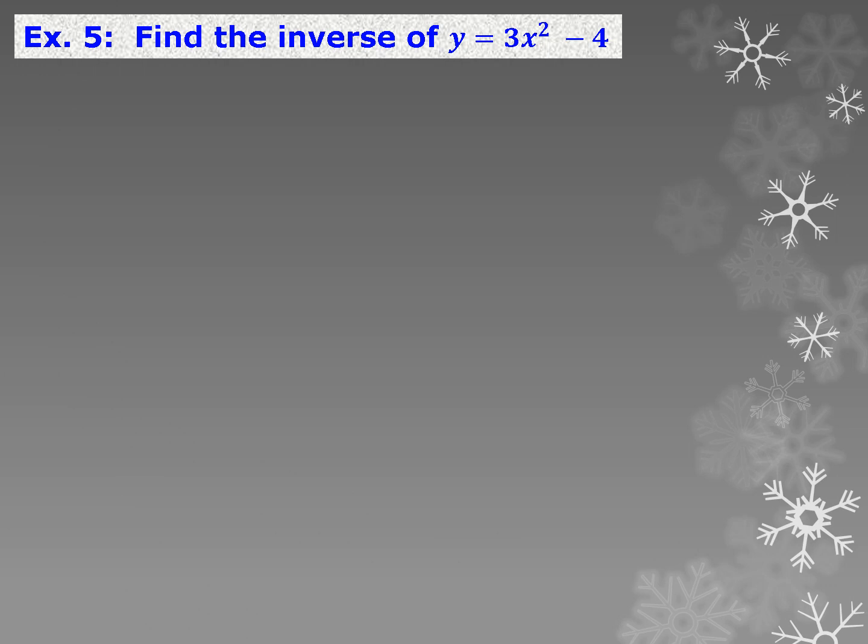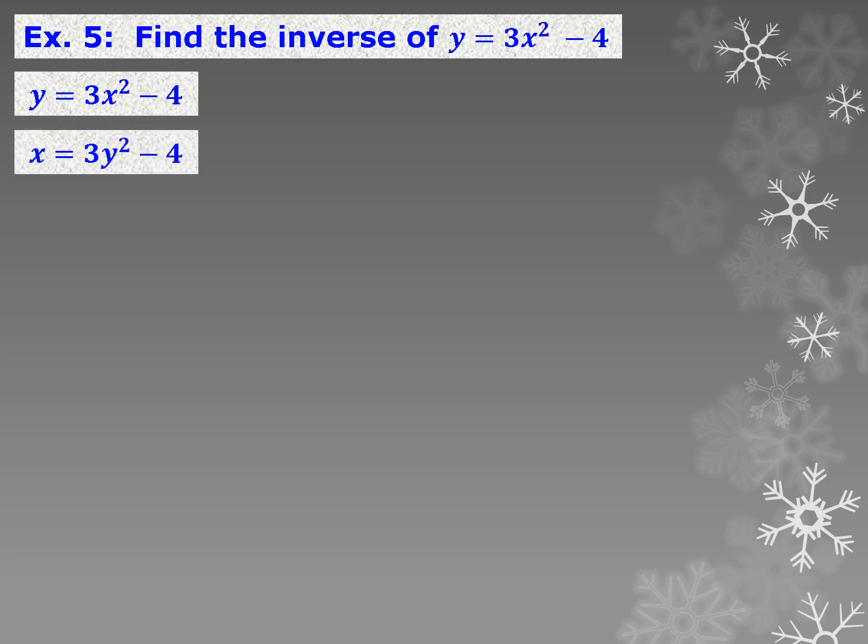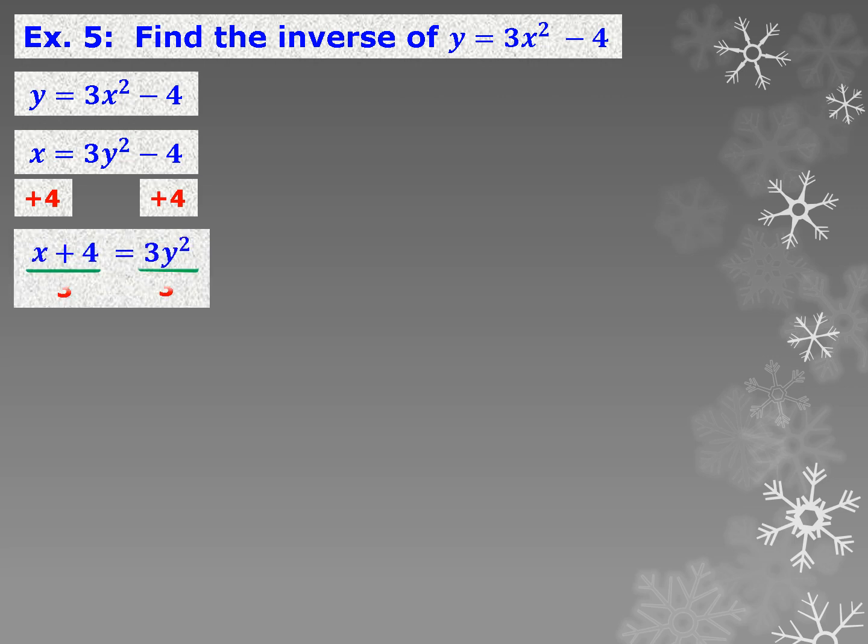All right, let's look at example 5. Example 5 wants us to find the inverse of y equals 3x squared minus 4. Now, this time we're starting with a quadratic. So, the first step is to switch x and y. So I switch x and y. Now I've just got to resolve for y. So I'm going to add 4 to both sides. And I get x plus 4 equals 3y squared. So now I'm going to divide by 3. And that gets me y squared equals x plus 4 divided by 3.